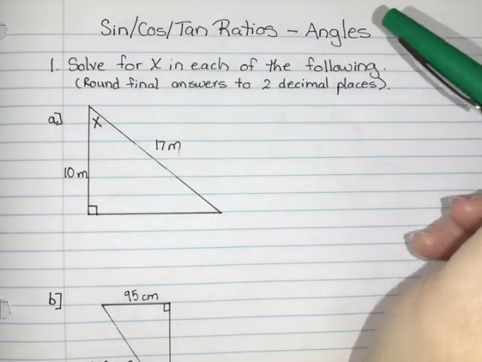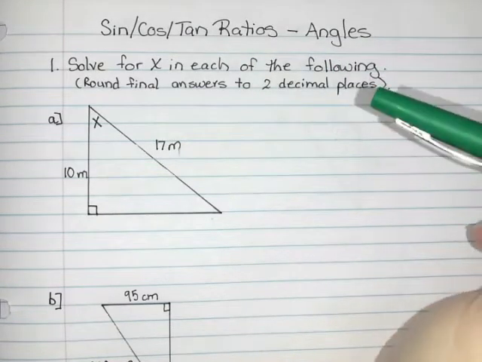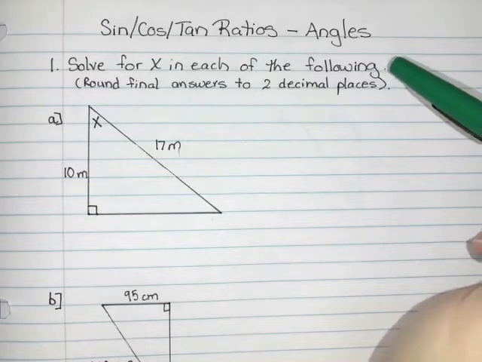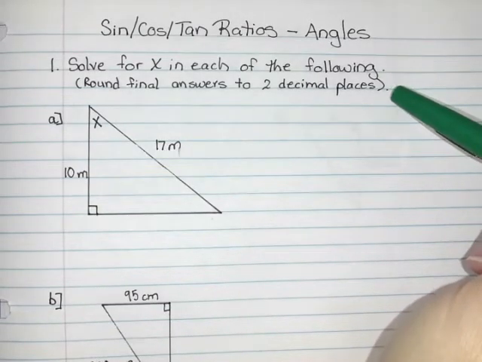Today we're going to talk about finding angles using the sine, cos, and tan ratios. So our question here says, solve for x in each of the following. Round your final answers to 2 decimal places.